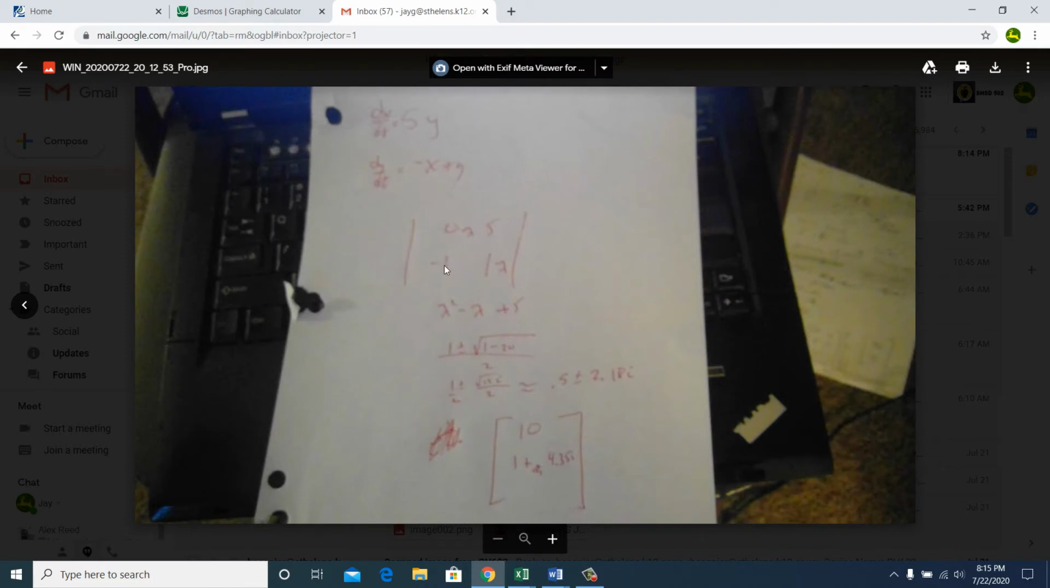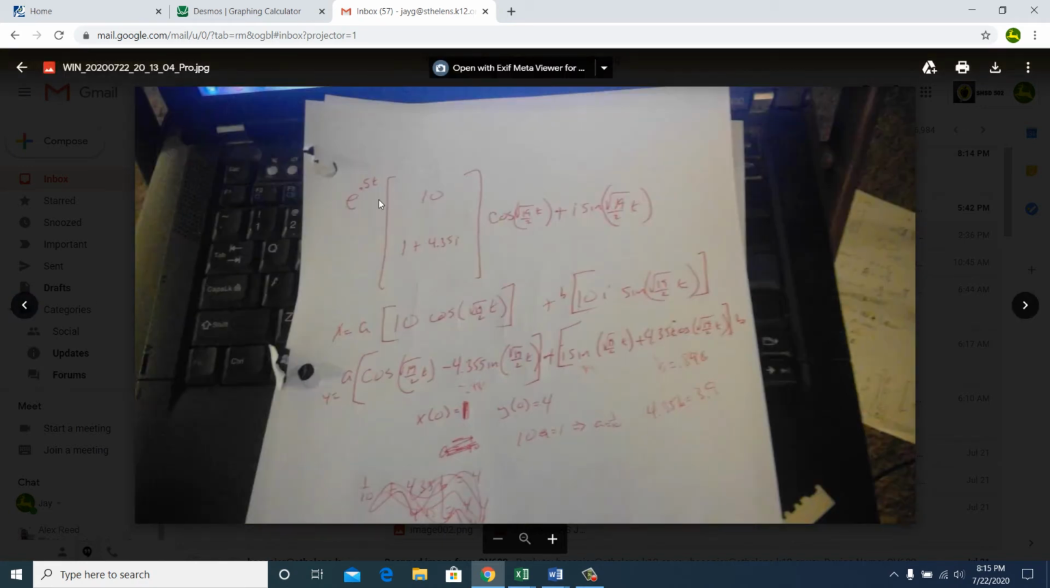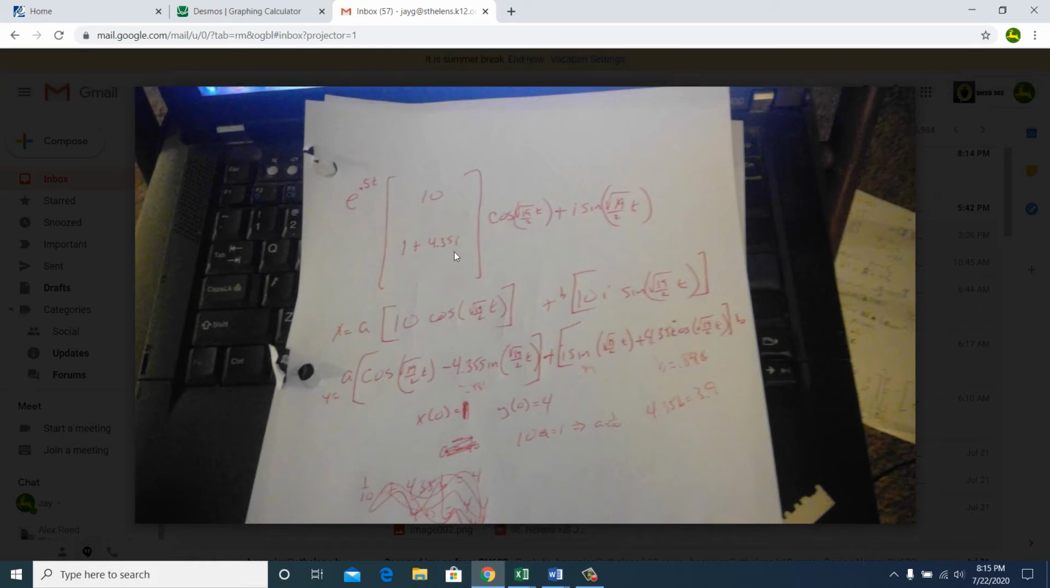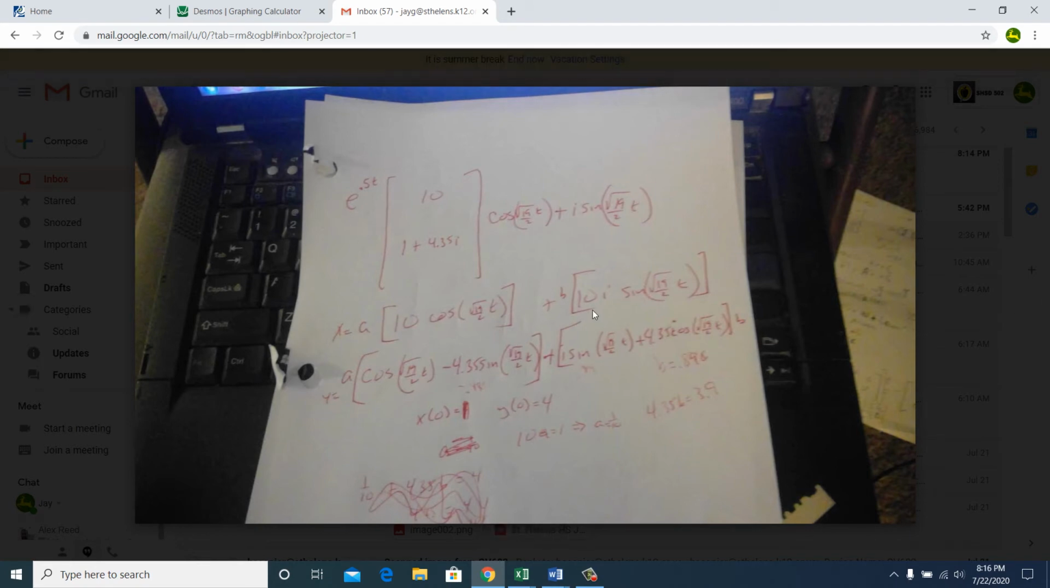I went ahead and plugged it in, and I got my eigenvalues, which are 0.5 plus or minus 2.18i roughly. My eigenvector was 10, and then 1 plus or minus, so I just did the plus 1, 4.35i. When I solved that, I know it's going to be of the format e to the 0.5t times this guy times this bit right here. So I factored all that out, collected the real parts and the imaginary parts, and then multiplied by a and b, or c1 and c2.